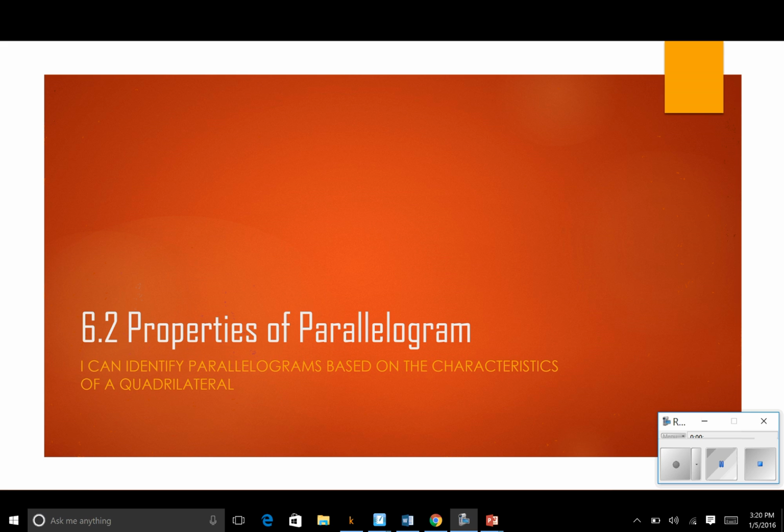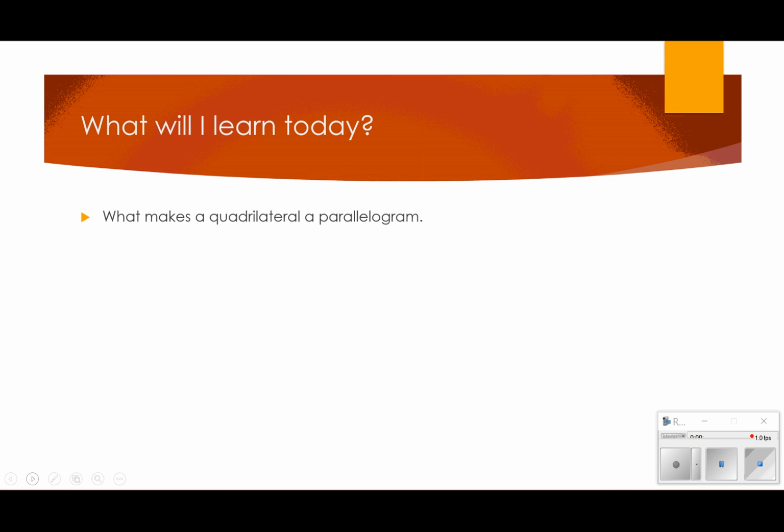So we are going to now go ahead and continue our studies of polygons, but this time, instead of polygons in general, we're going to look at polygon specific kinds. And we're going to start with quadrilaterals. So we're going to spend the last part of this chapter, a big part of it, on quadrilaterals. And we're going to start specifically with parallelograms today. We're going to look at what makes a quadrilateral a parallelogram.